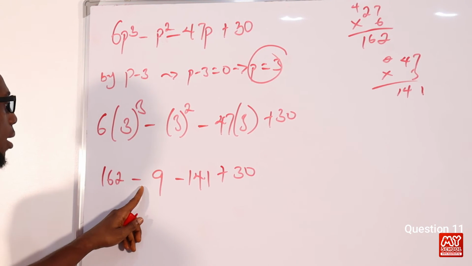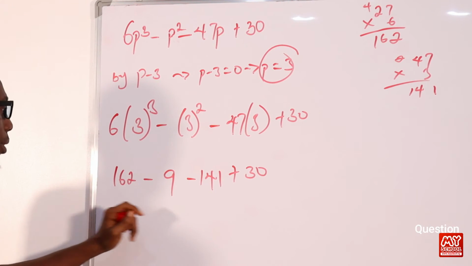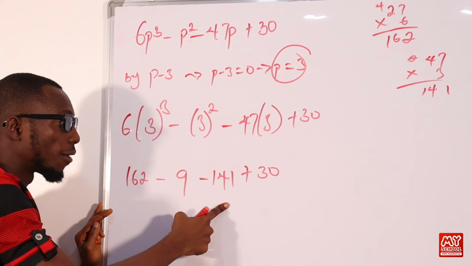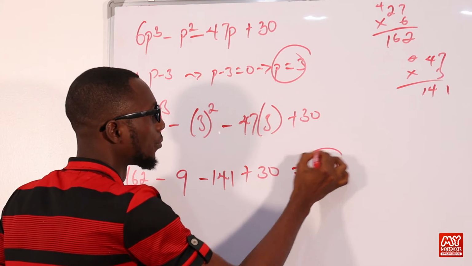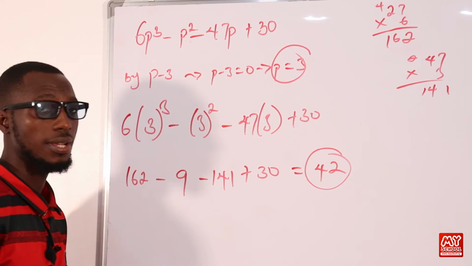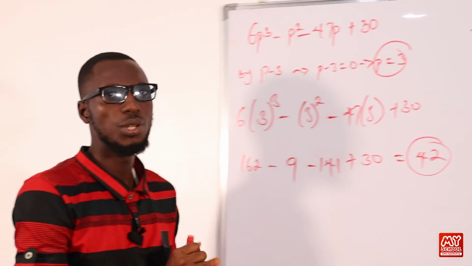Okay, so we see this. Minus 9 minus 141, that is minus 150. Okay, so 162 minus 150, that is 12. Plus 30, that is 42. All right, so you can go over this addition and subtraction by yourself. Okay, so your answer is 42. Let's see if we can find 42 in the options provided.